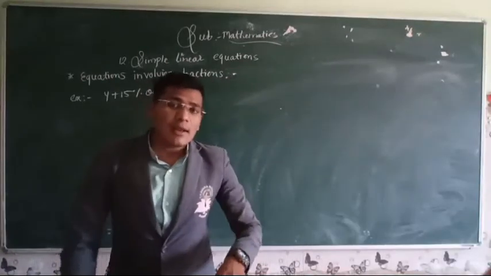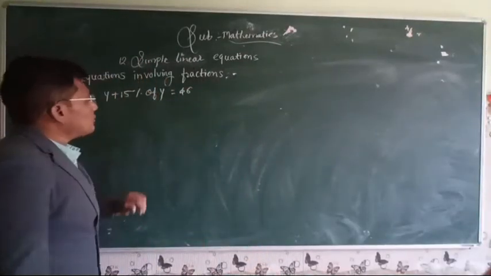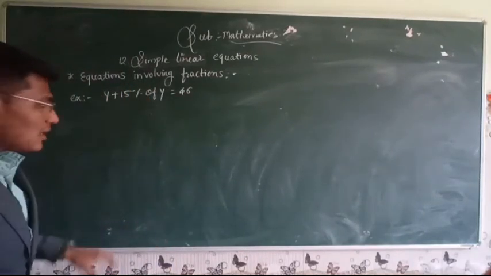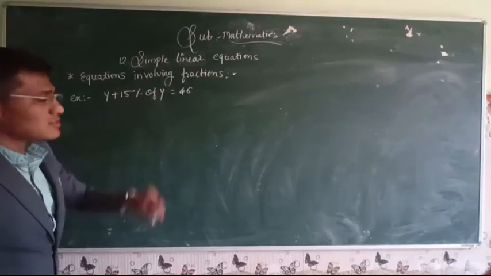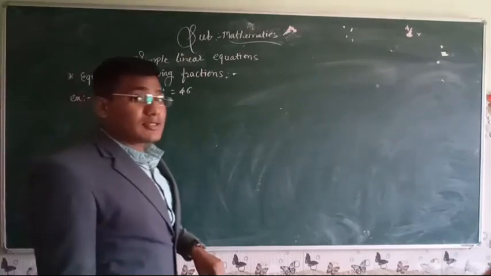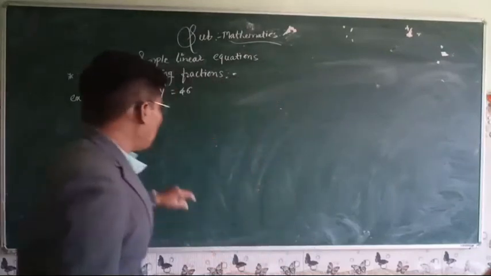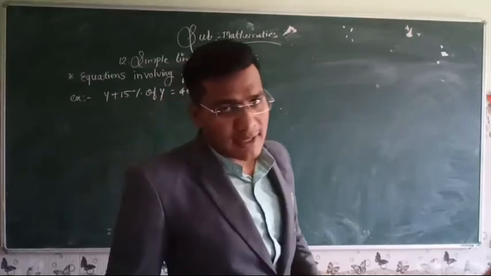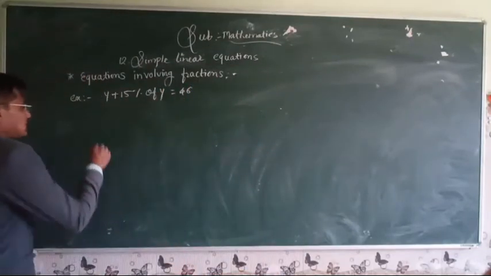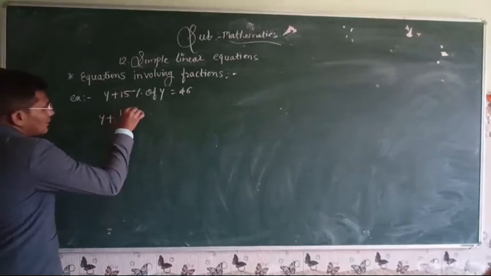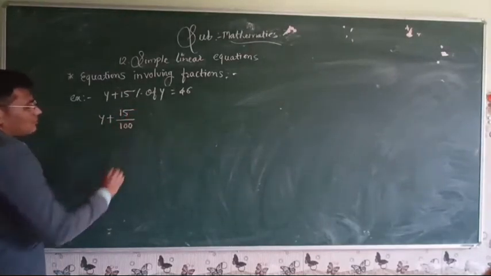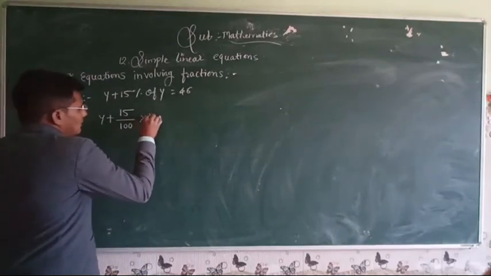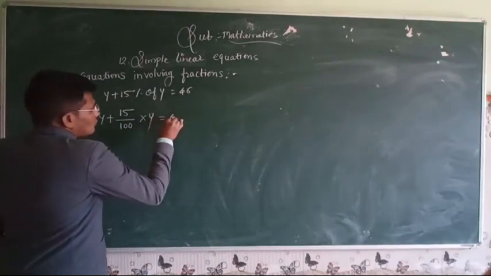Now as we are learning about equations involving fractions, here you can see that a fraction is present: y plus 15% of y is equal to 46. We cannot see it directly, but the fraction is present, as the value is in percentage. The percentage is out of 100. So we can write it as y plus 15 divided by 100, because 15% is out of 100, and of means nothing but multiplication, times y is equal to 46.